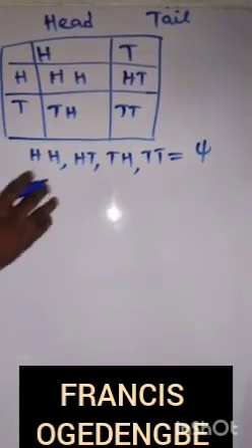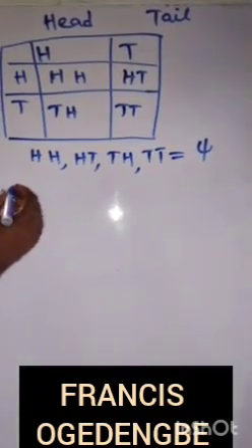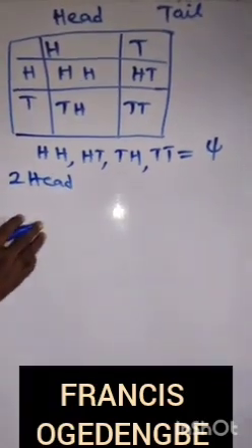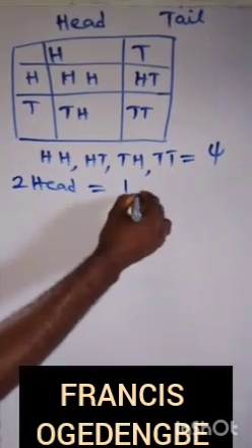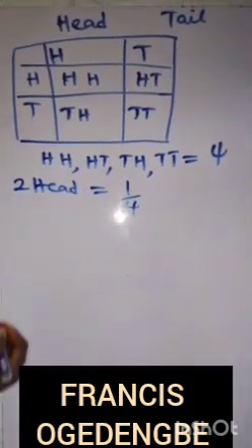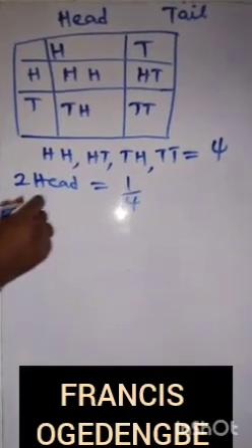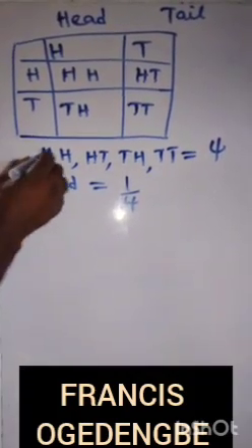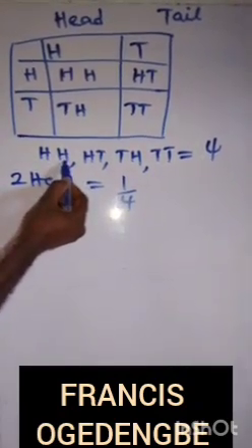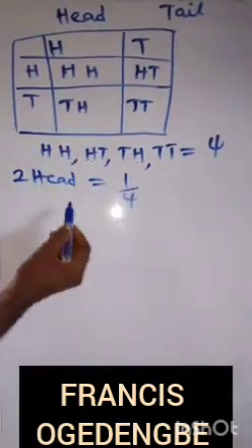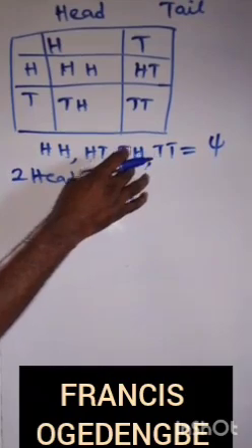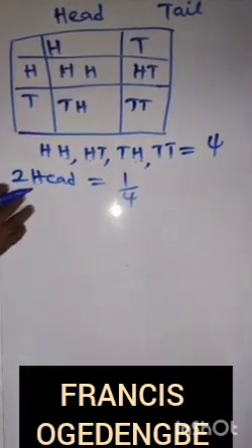If the question says, what is the probability of getting 2 heads? The probability of getting 2 heads is equal to 1/4, because here we have only 2 heads once. If the question says, what is the probability of getting a head? Getting a head, it means that we have 1, 2, 3, 4. So we are going to have 4 heads, and that chance is equal to what?